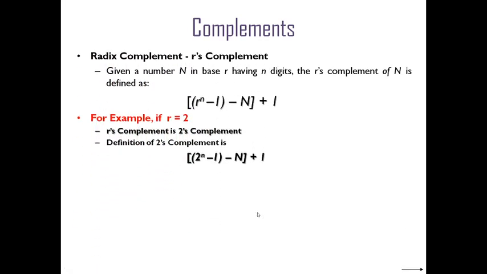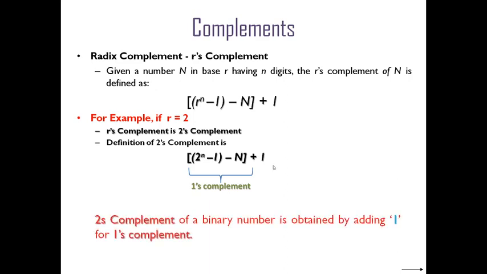Okay, so next is twos complement. Twos complement is ones complement plus 1. Now, after finding the ones complement, if we add plus 1 to it, we get the twos complement.